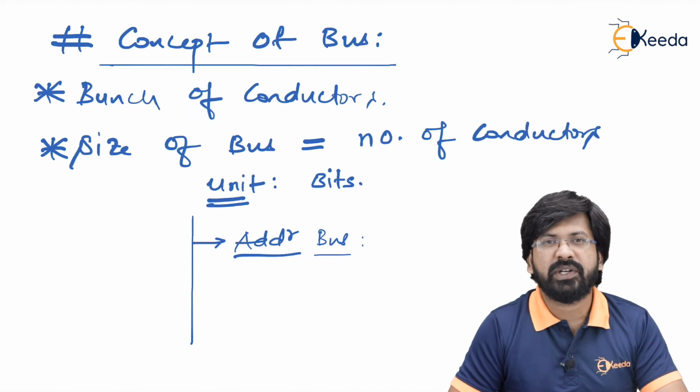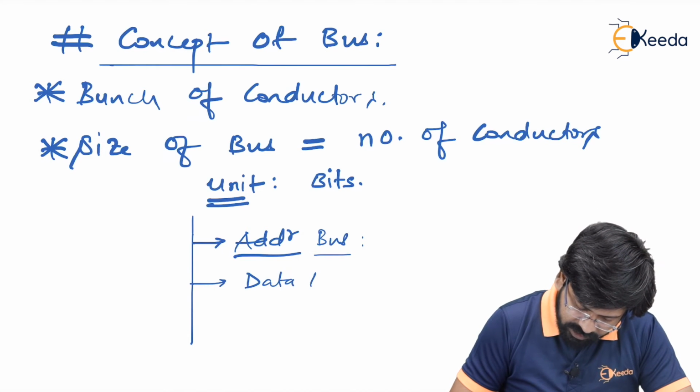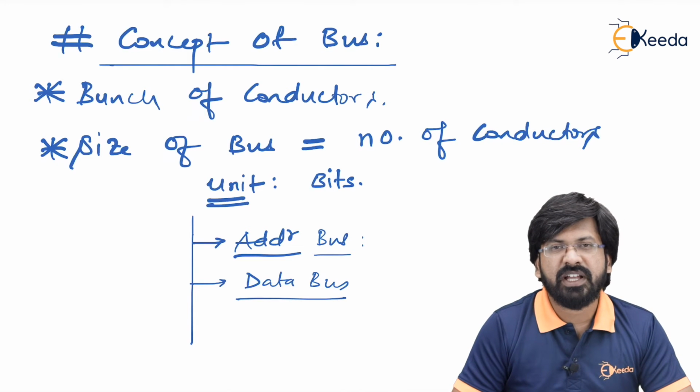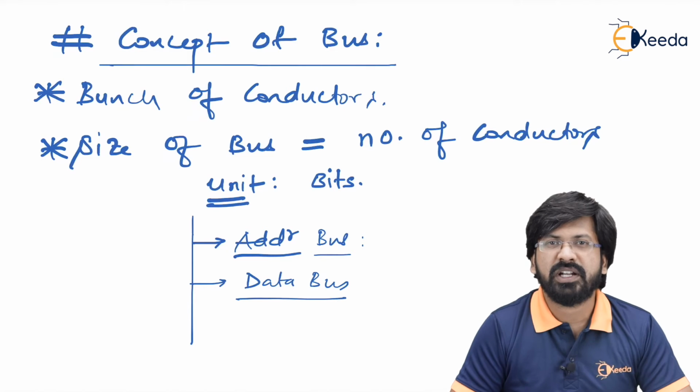So address bus is going to carry an address. Data bus is going to carry, of course, data. And suppose if there are control signals which are carried by a particular bus, then that respective bus is what we call as control bus.